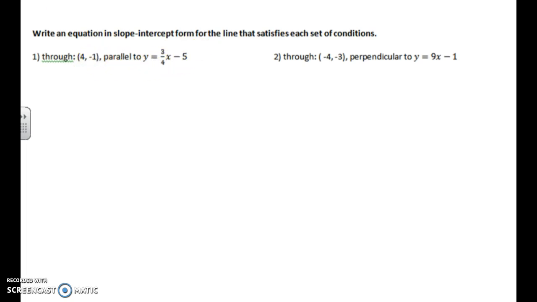Now, if we're looking at this equation, it's very easy to see, since it's already in slope-intercept form, that our slope has to be 3/4. The fact that we already know our slope makes it pretty easy, okay? Since it's a parallel slope, you're going to keep that slope as 3/4. And then you're going to use the 4 as your x and the -1 as your y.